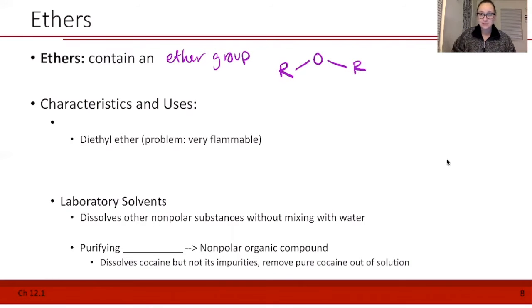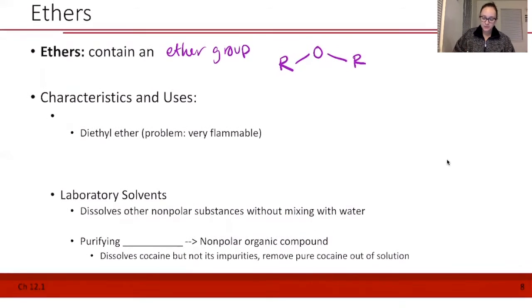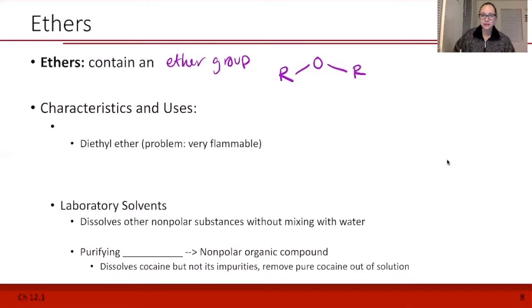Characteristic uses of these. The first one is that historically, the first time, at least recently, that ethers have been used has been in medicine, and specifically for anesthetics. Like the anesthetic that they give you when you're having surgery or something to make you go to sleep.